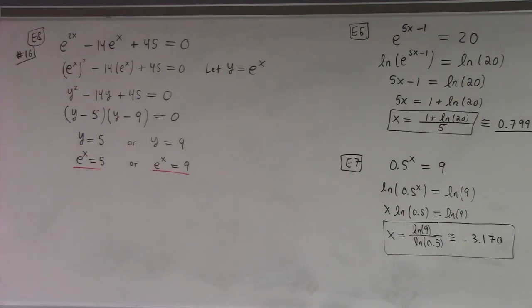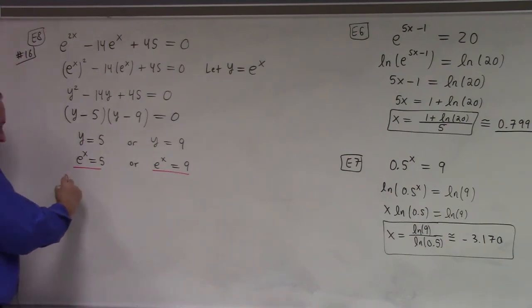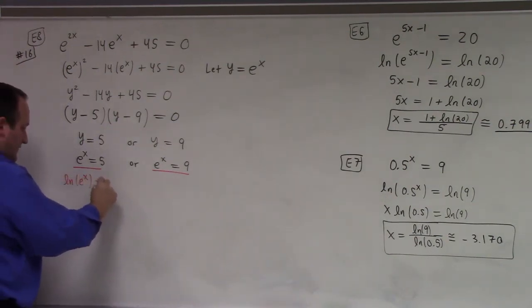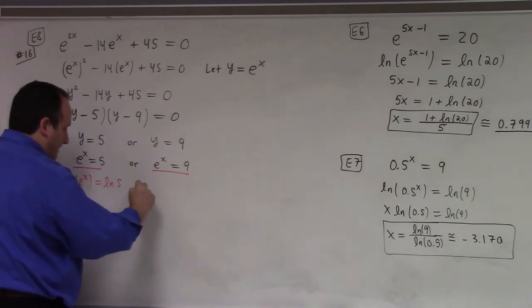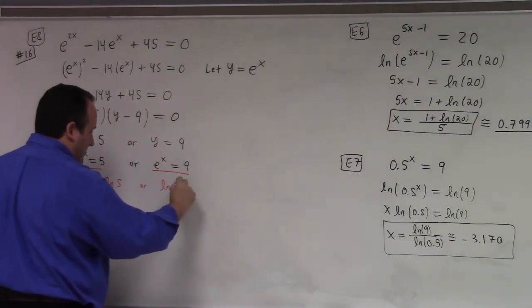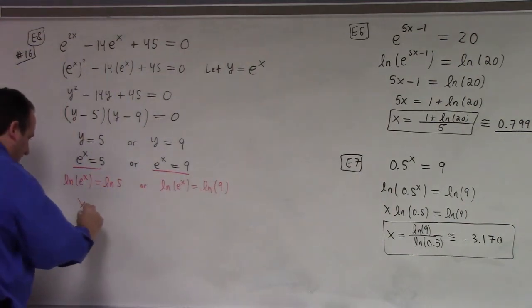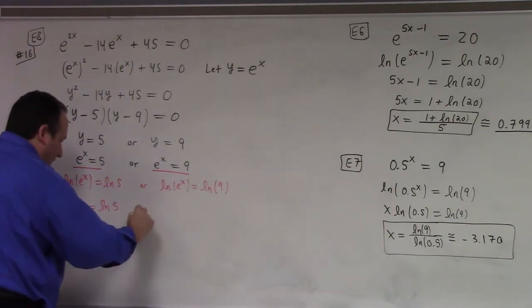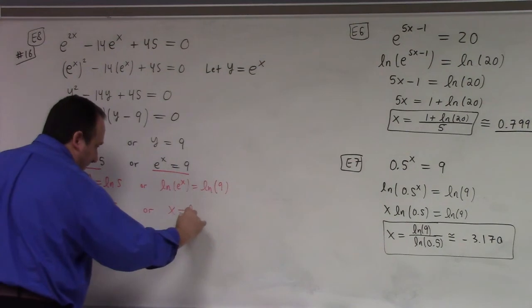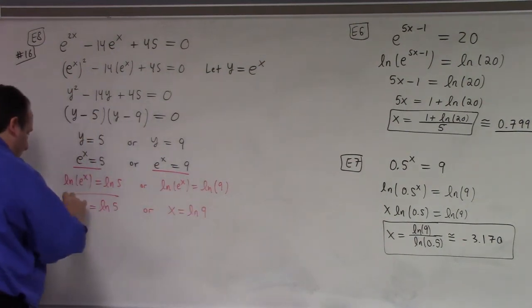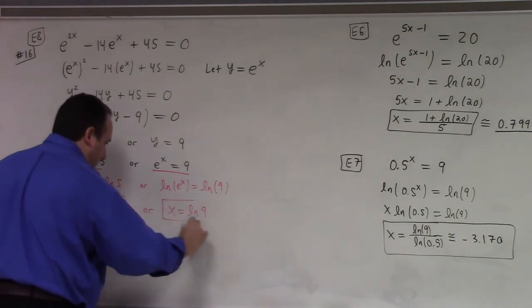So now we're back to a problem like example 5 or like example 7, right? We take the natural log of both sides. So natural log of e to the x equals natural log of 5, or natural log of e to the x equals natural log of 9. So the answer is either x equals log 5 or x equals log 9. And there you go. Them's your answers.